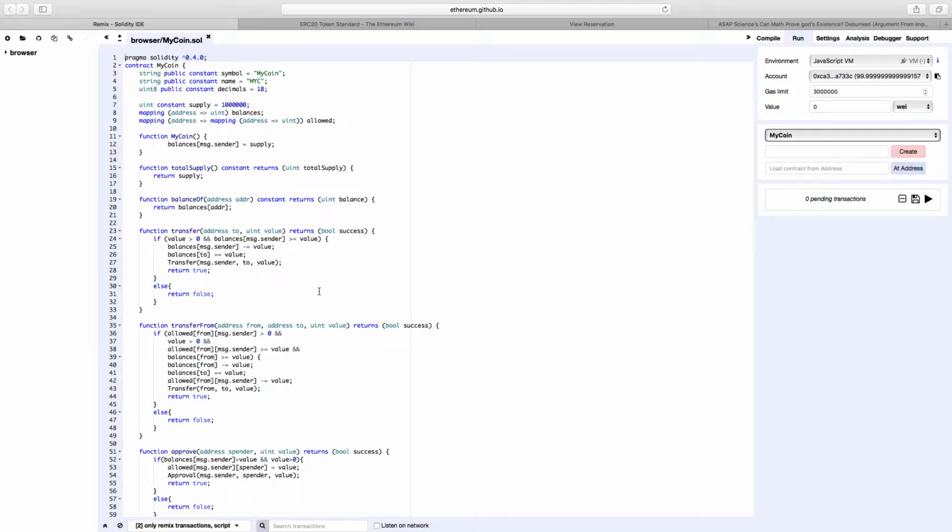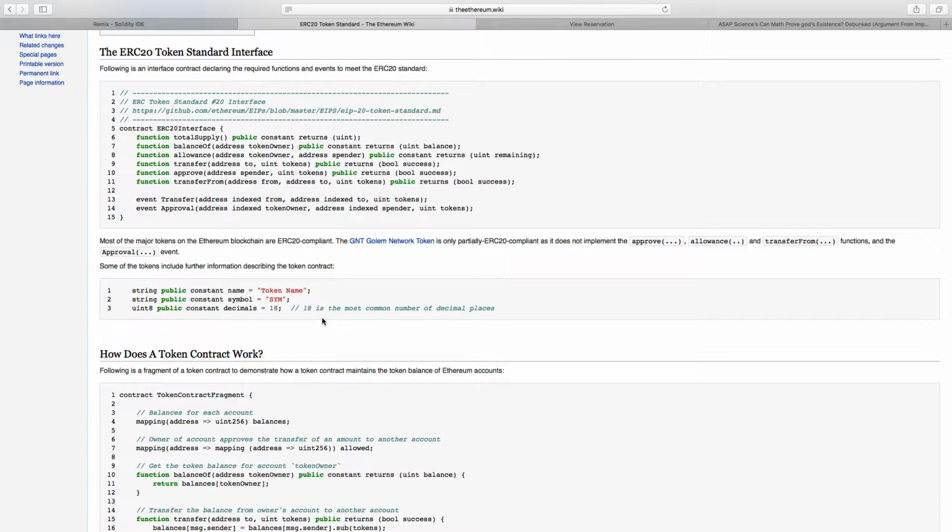So, today we will look at the ERC20 token standard. We hear a lot about ERC20 tokens, ERC223 tokens. Well, what is it? The ERC20 standard is nothing but a protocol that, when you write a smart contract, you have to have certain functions and you have to name them in a very specific manner.